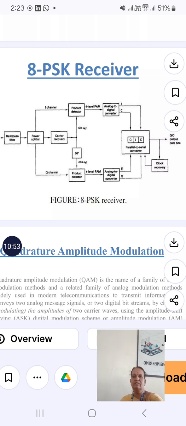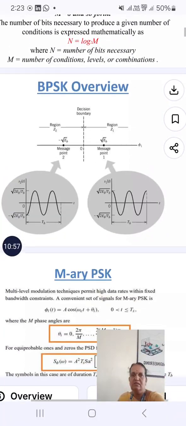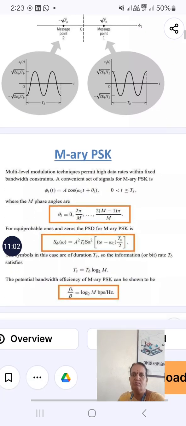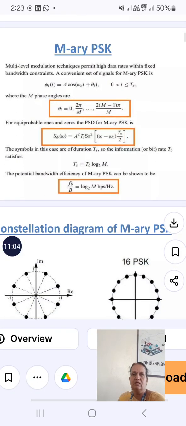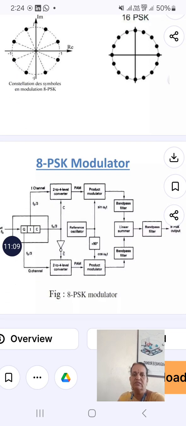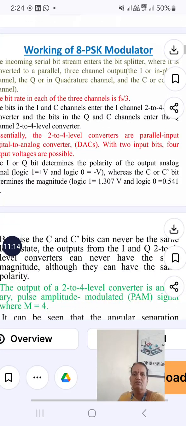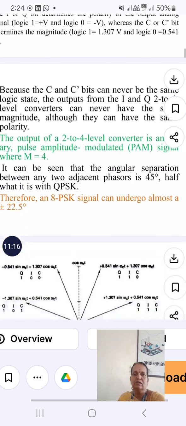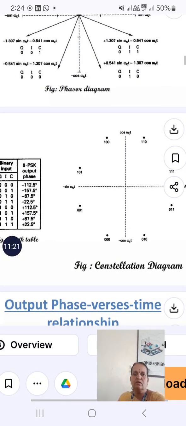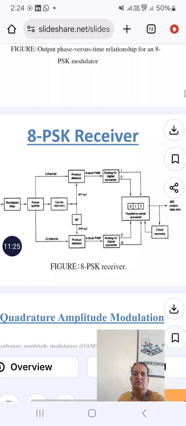Based on this study, we have studied M-ary PSK. We started with BPSK, binary PSK, where we have only 2 levels. If we want more levels, according to that we need to generate the corresponding number of phase shift values. That is done by the modulator, and the working of the PSK modulator is explained by the constellation diagram. And then we have the receiver circuit, which is the reverse of this. Thank you.